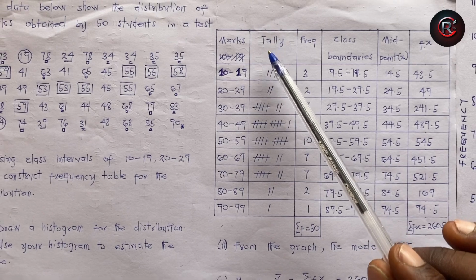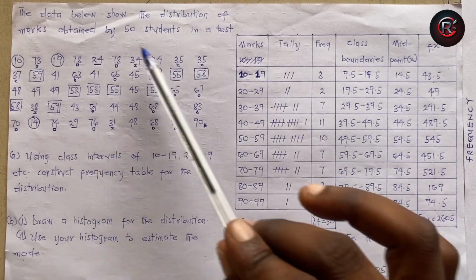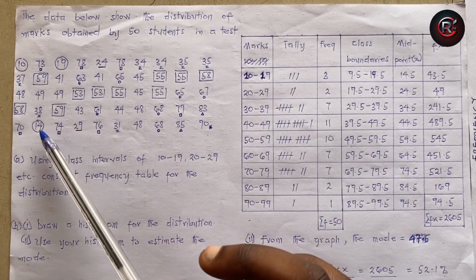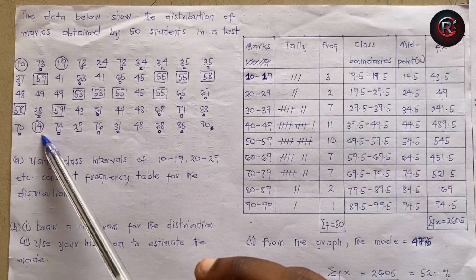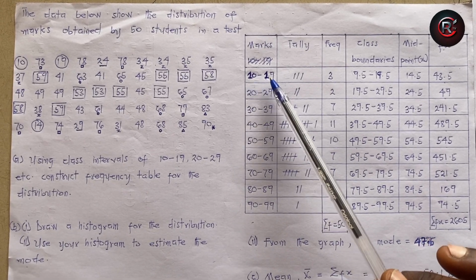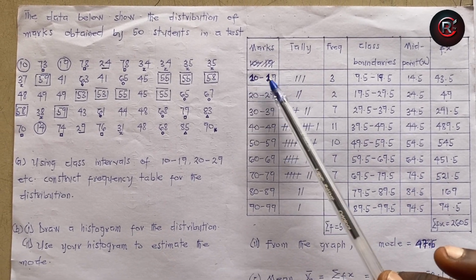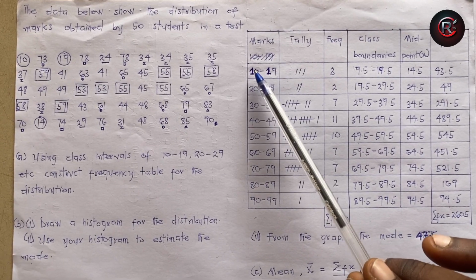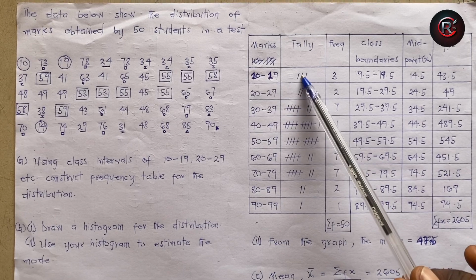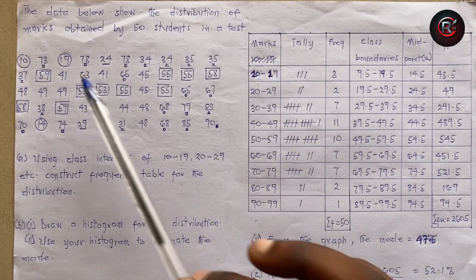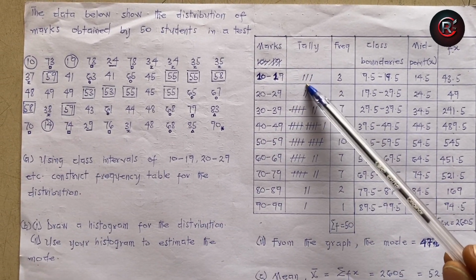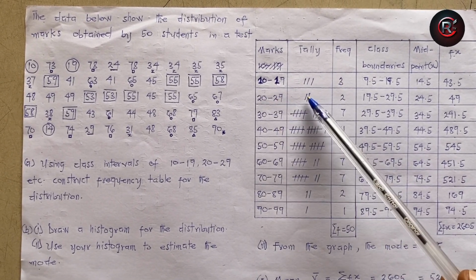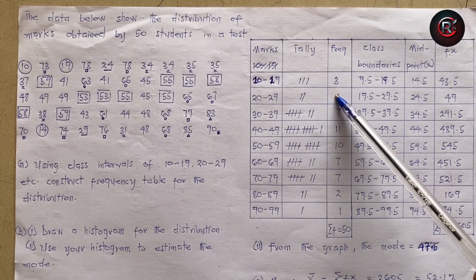Then we come to the tally. The tally will help us to group the marks given here. We have 10, 19, 14, which fall within 10 to 19. 10 to 19 is inclusive, which means anything that falls from 10 to 19, we group under our tally here. So for 10 to 19, we have 1, 2, 3, and the frequency will be 3. 20 to 29 is 2, so we say 1, 2.